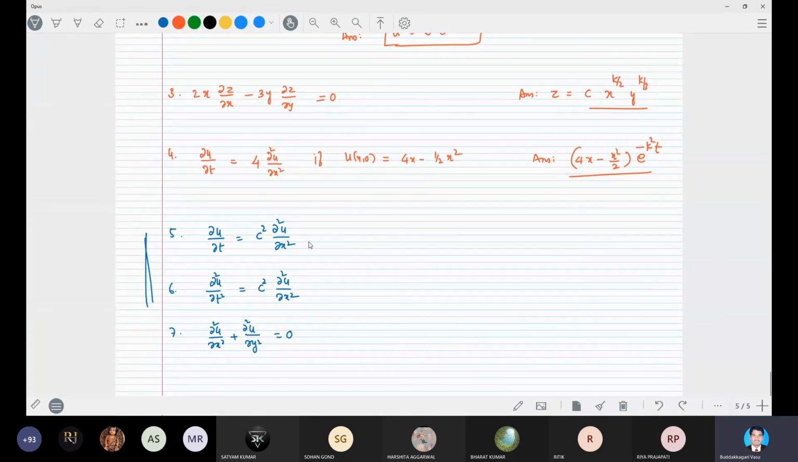5, 6, 7. You solve these by the method of separation of variables and write the three possible solutions. Each equation has three possible solutions. Then we will go ahead. What will be the most feasible solution based on the conditions? This is important. Yes, sir. Please everyone try to solve these equations 5, 6, 7 by the method of separation of variables.